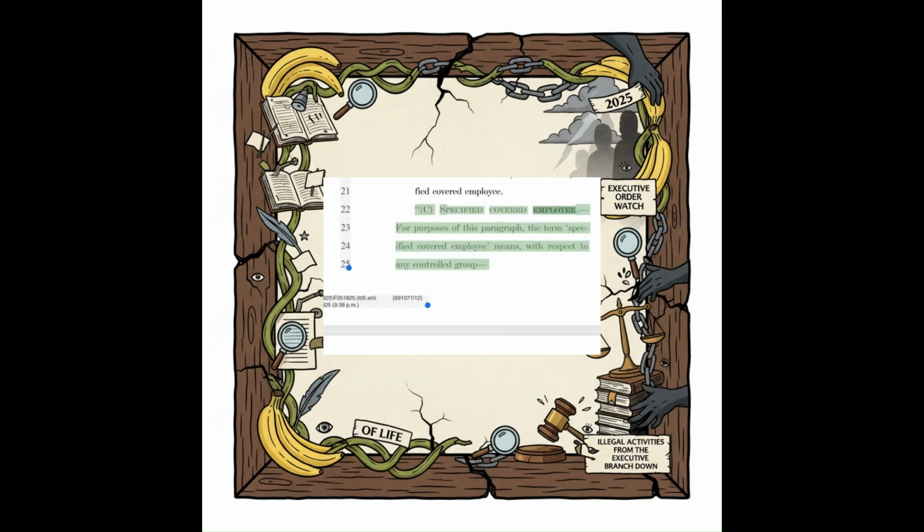Specified covered employee. For purposes of this paragraph, the term specified covered employee means, with respect to any controlled group, 986.